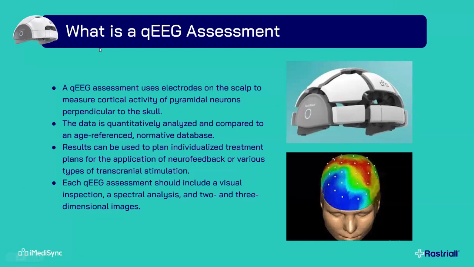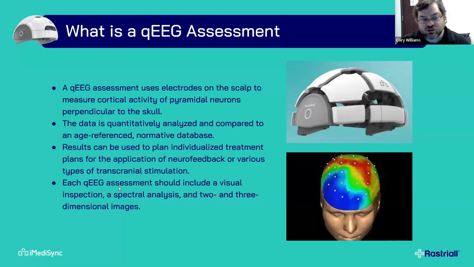In this particular image, you see one of the iMediSync helmets, and inside of this helmet are some sensors, and those sensors are what's going to record the EEG data. That data is then analyzed. We can compare it to age-referenced normative databases, and those results are really useful because they help us to plan out individual treatment plans. They help us to make treatments specific to the individual, whether we're doing neurofeedback, TMS, or photobiomodulation. We're able to better target once we understand what brain function looks like.